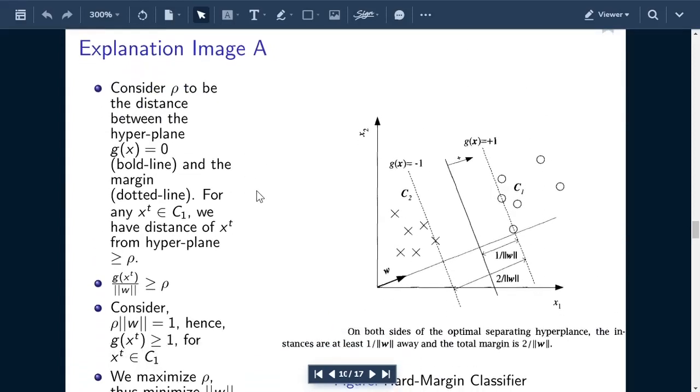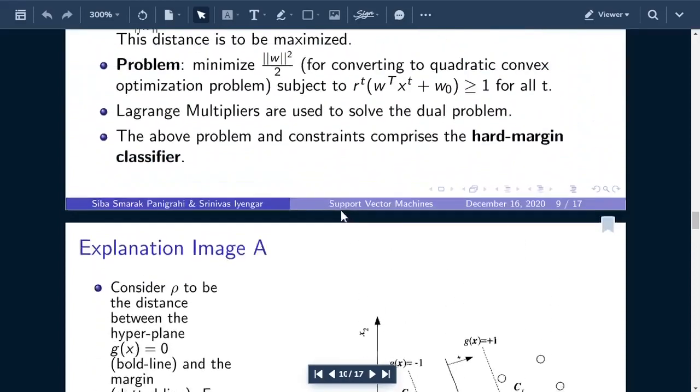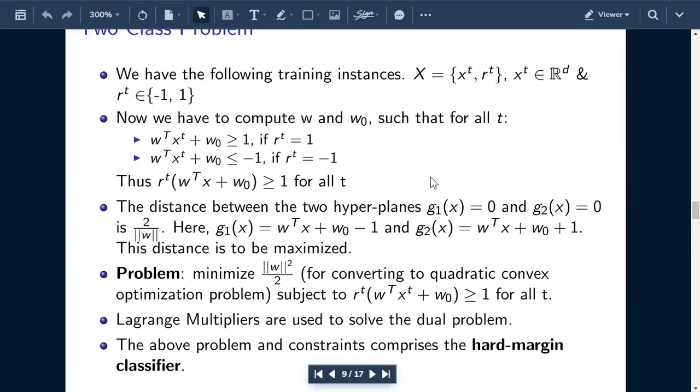If you have understood how we are getting g of xt greater than or equal to 1 for each xt belonging to class 1, then it is exactly symmetrical for class 2. It would just be g of xt is less than or equal to -1, because all the points in C2 are going to be negative. So if we see ahead, this one is nothing but what we just found out. For each rt equal to 1, we have g of x greater than or equal to 1, and g of x less than or equal to -1 if rt equal to -1. From these two, we can see that rt into g of x is greater than or equal to 1. That's it. This is the constraint for SVM.